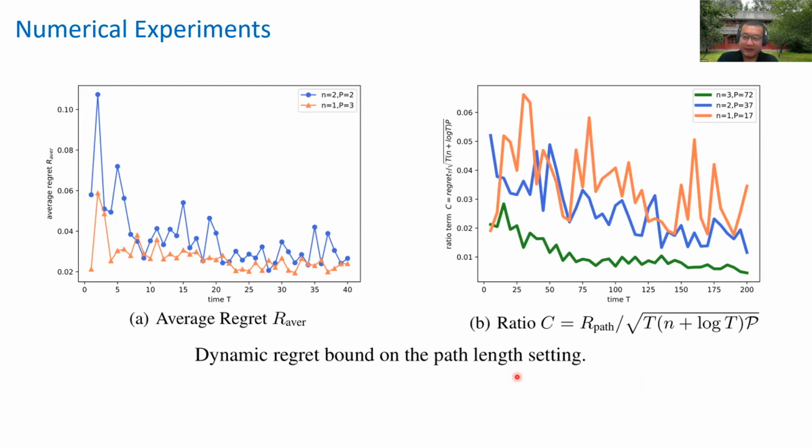In particular, this is a result for the dynamic regret in the path-length setting. For this, we drew two figures, where we draw the average regret along the T iterations. We want to make sure the regret, and you can see there are some shifts, but basically it is converging to 0.